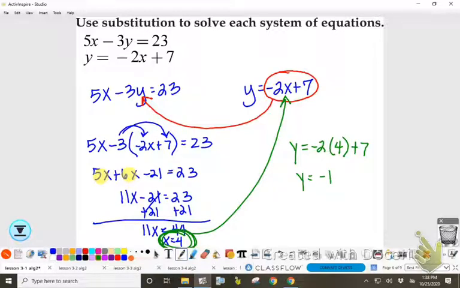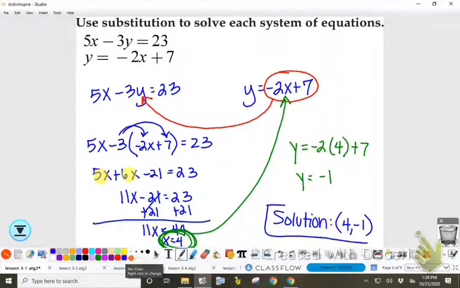Now again, your answer is a point. Points are x comma y. So your solution is the x value that we found, which is 4, comma your y value, which is negative 1. It is a point, so therefore you do need to have it in parentheses. And parentheses is how you denote a point in math. So your solution is 4 comma negative 1. And that's using the substitution method.